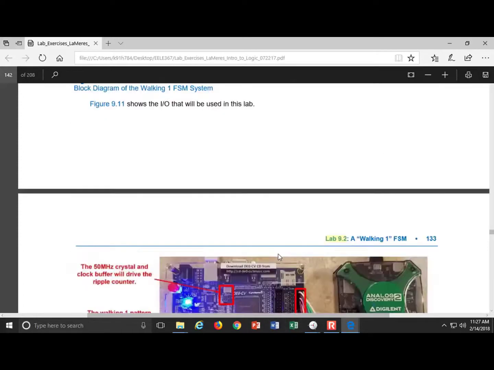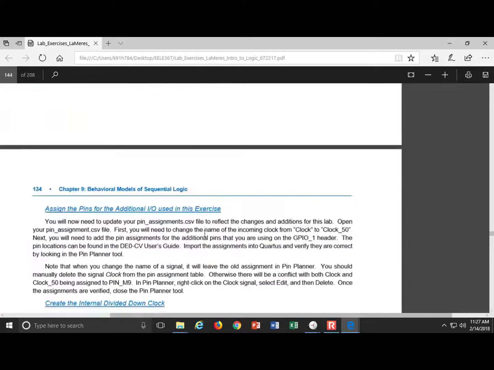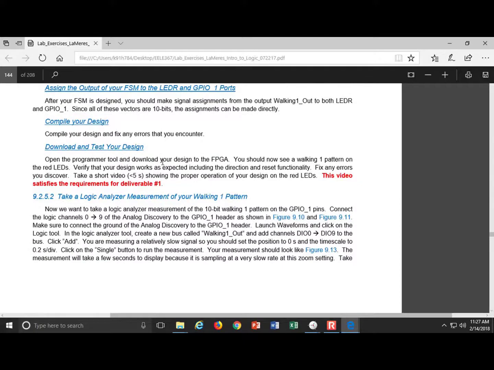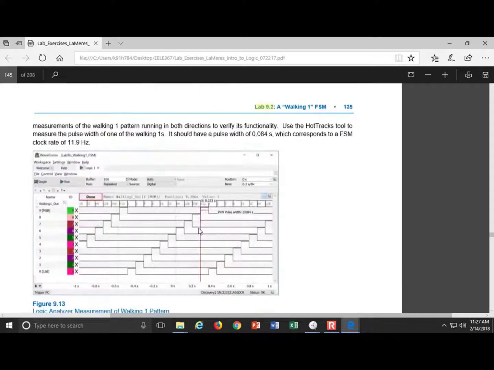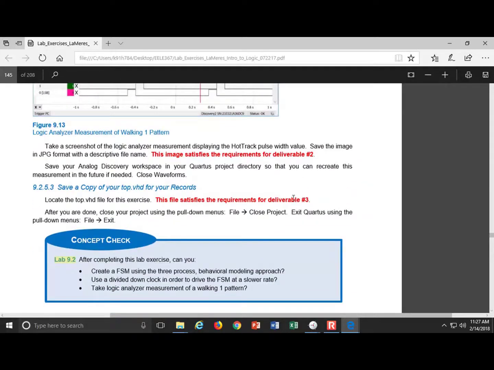Okay, how's that feeling? Nice. All right. So let's see here. You're going to take a video of it as your deliverable. Then you're going to take a walking one pattern. This is what it'll look like. You're going to see these nice ones cruise across there. You're going to take a screenshot of that, and then you're going to upload your top.vhd as the deliverable. How's that sound? Okay, so that is lab 9.2.